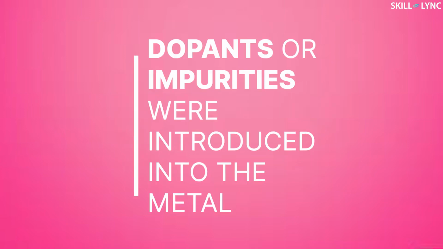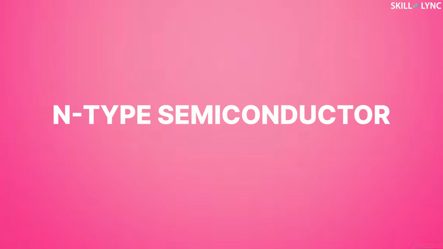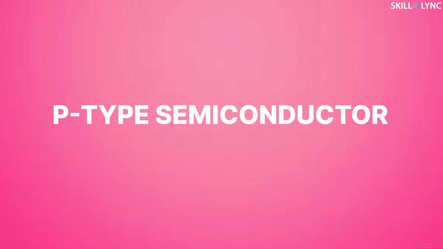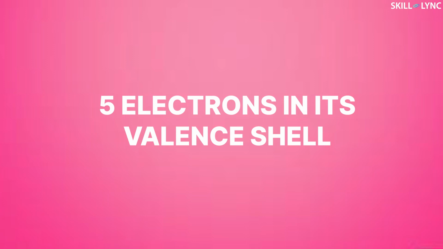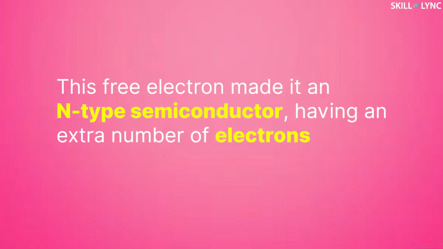To do this, dopants or impurities were introduced into the metal. These dopants were of 2 types and thus gave us 2 different types of semiconductors. First, the N-type semiconductor, which has excess electrons or negative ions, and the second, the P-type semiconductor, which has excess holes or positive ions. Now, the first type of dopant were metals that had 5 electrons in its valence shell. Example, phosphorus. Out of these 5 electrons, 4 form a covalent bond with the silicon atoms and 1 electron roams around freely in the structure.